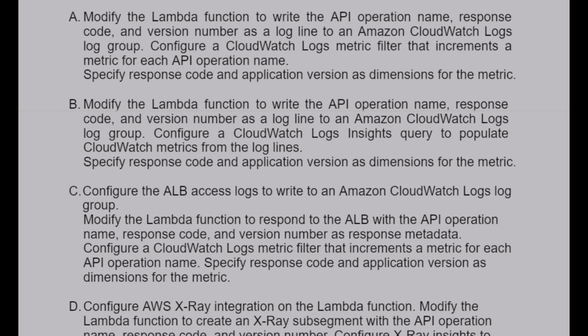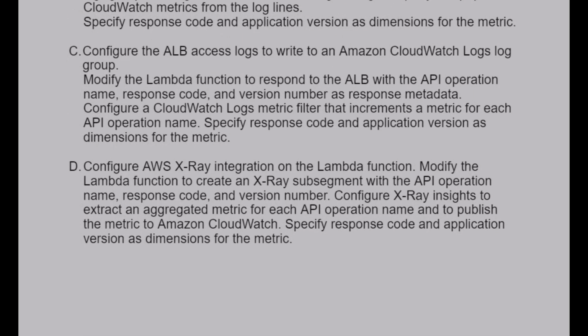Option C. Configure the ALB access logs to write to an Amazon CloudWatch Logs log group. Modify the Lambda function to respond to the ALB with the API operation name, response code, and version number as response metadata. Configure a CloudWatch Logs metric filter that increments a metric for each API operation name. Specify response code and application version as dimensions for the metric.